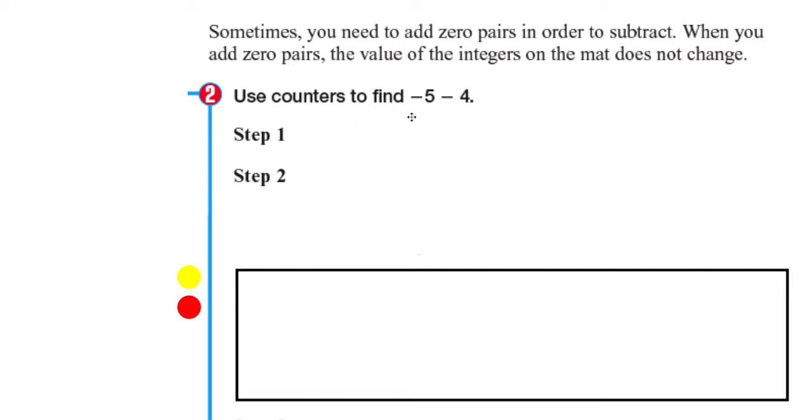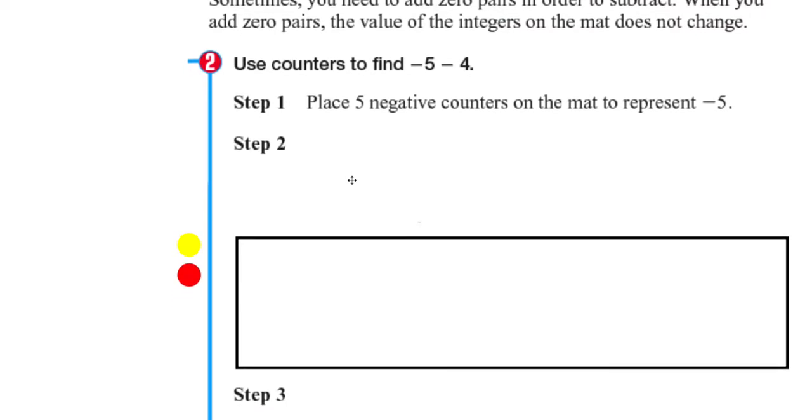So we want to use counters to find negative 5 minus 4. So first, place 5 negative counters on the mat to represent negative 5. So this is 1, 2, 3, 4, 5. So those are the 5 counters.